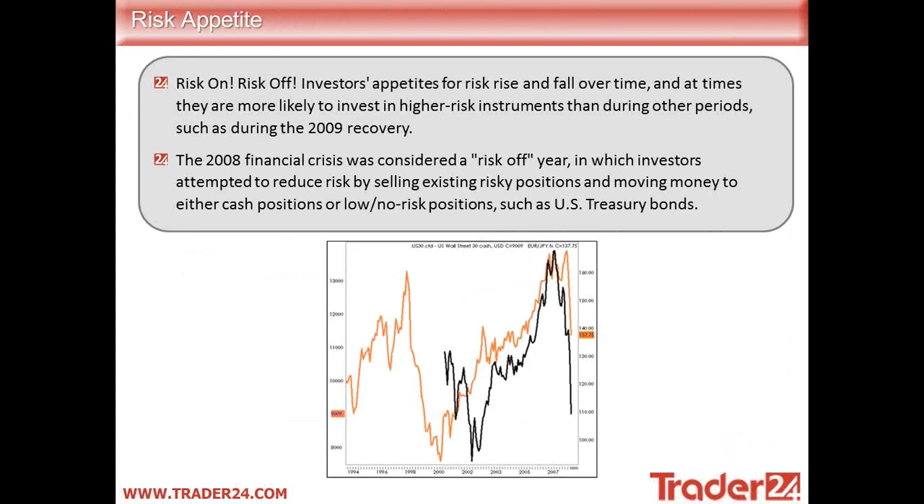The 2008 financial crisis was considered a risk-off year, in which investors attempted to reduce risk by selling existing risky positions and moving money to either cash positions or low to no risk positions, such as bonds. So always be aware of what the chaps are saying on Bloomberg in terms of risk on, risk off, so that you can get an idea of how to structure your trades. Should you be getting into currencies at all if it's a risk off year or risk on year?